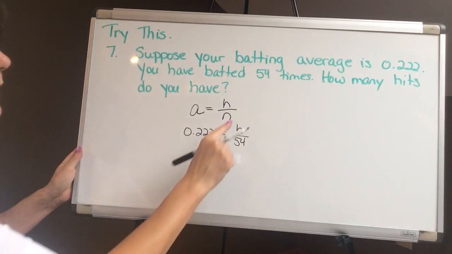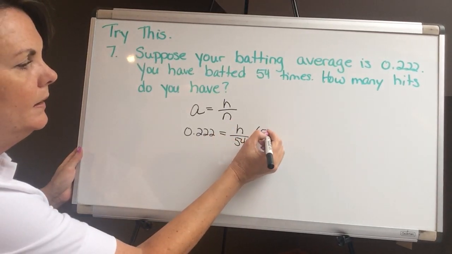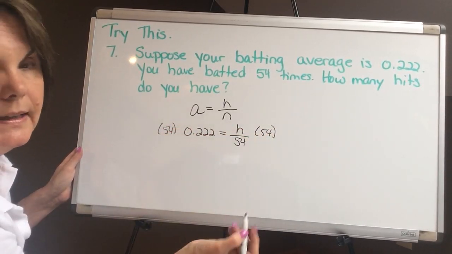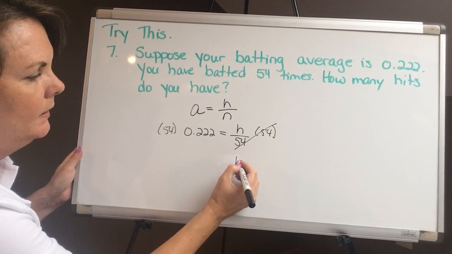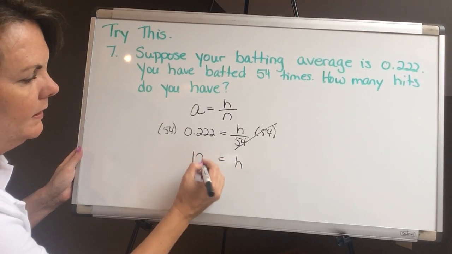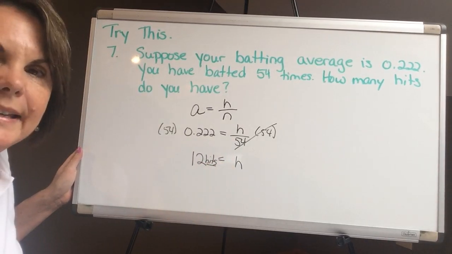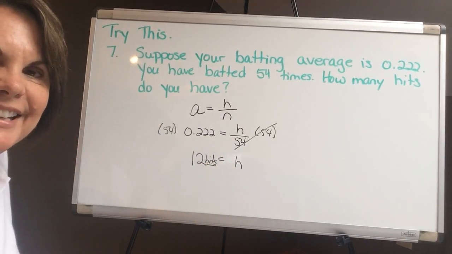Okay, so now I want to multiply both sides by 54 to isolate that variable. Number of hits is going to be 12. And we should really put a label in here because it's a word problem. 12 hits at bat. And that's it. Good luck.